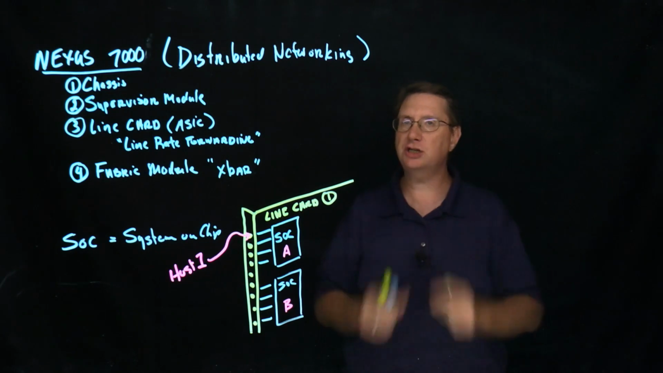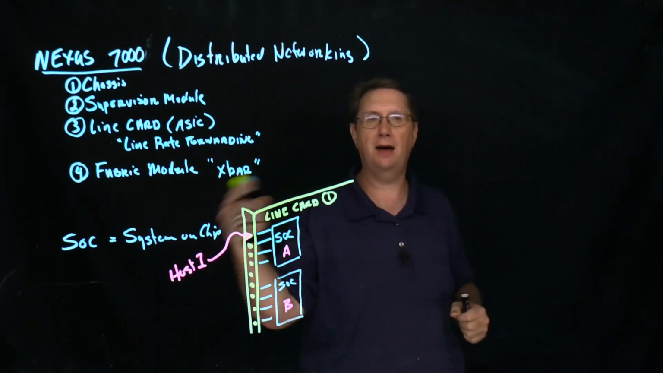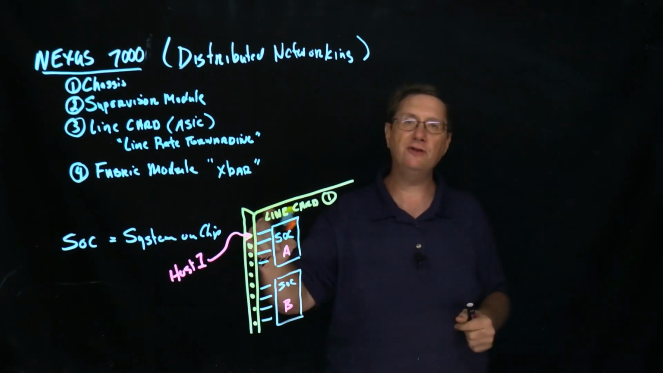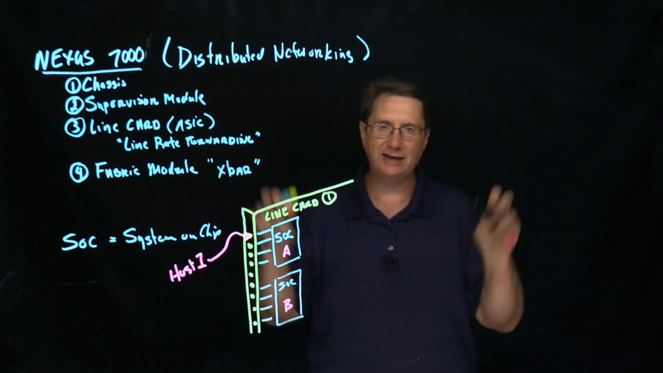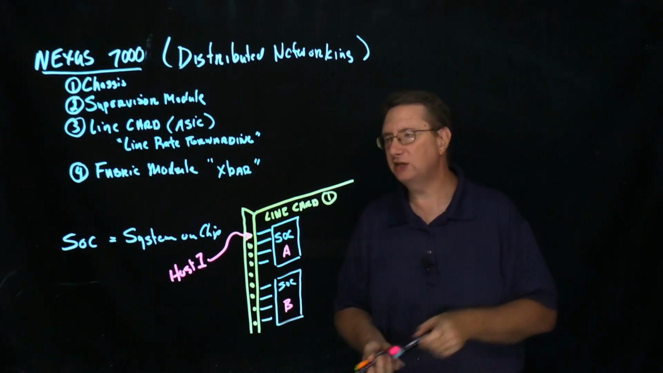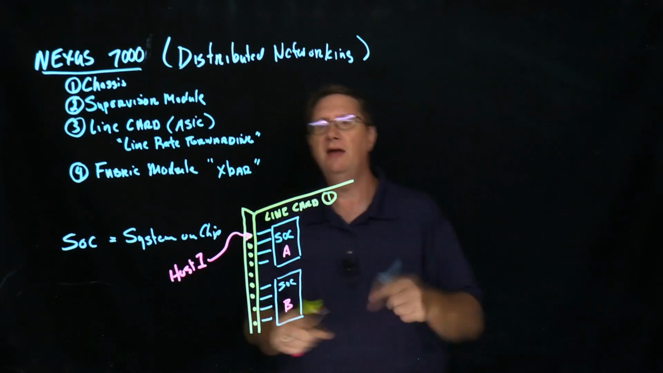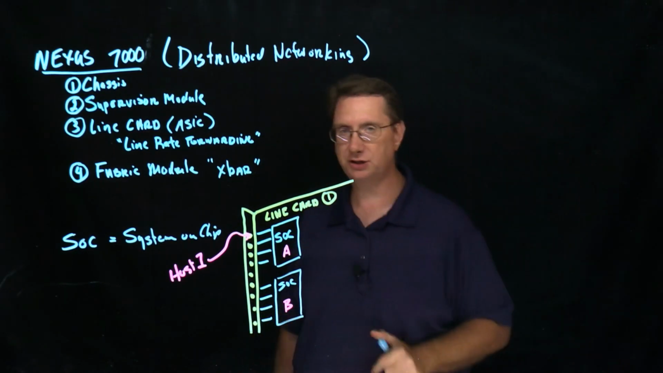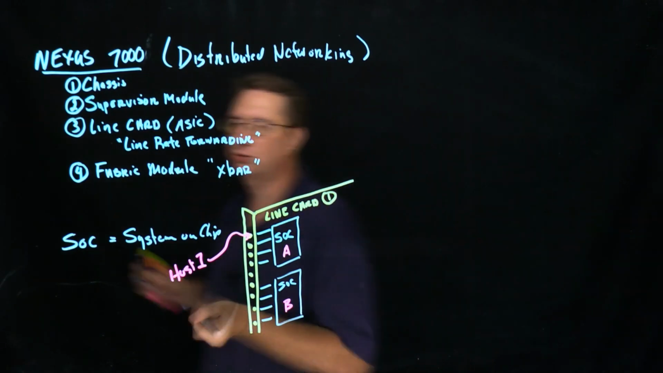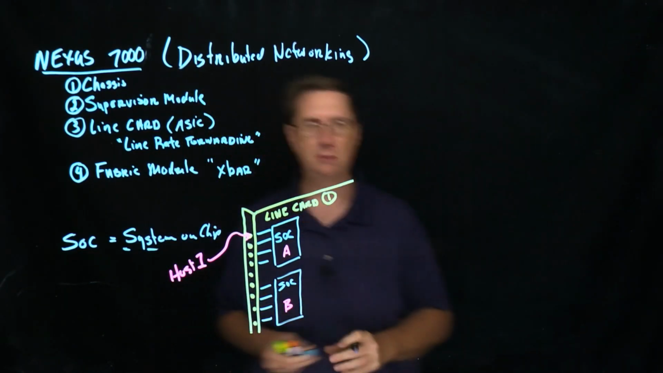Now, the first condition that I want to discuss is if it needs to come in and go out of an interface that's part of the same SoC, the same system on chip. A lot of times I'll actually say switch on chip, because to me this is like a discrete switch, this is like a discrete switch, but understand that the actual term is system on chip.